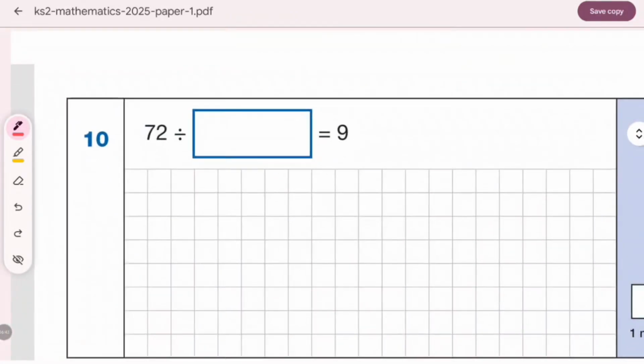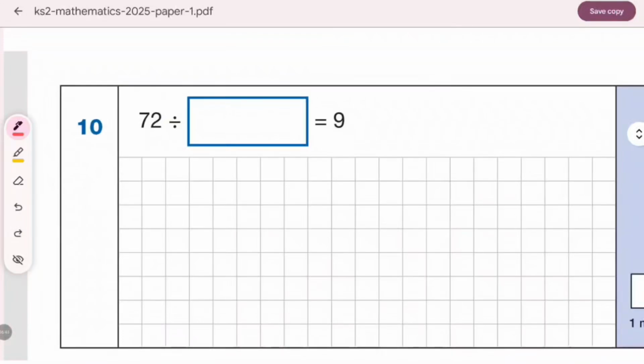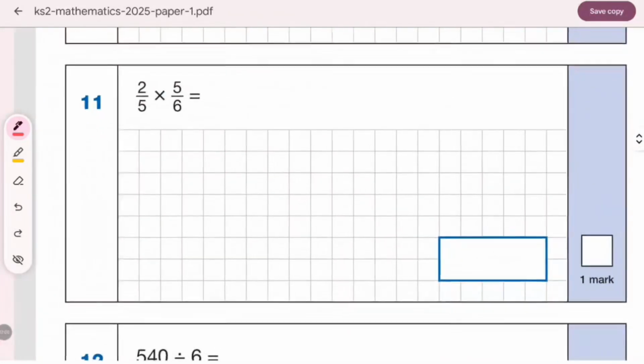In question number 10, it is asking, in 72, by what number when we divide, we'll get the answer as 9. Again, the easiest way for finding out the answer of this question, we will simply divide 72 by 9, we will get the answer as 8. So yes, 8 will be the correct answer for this question.